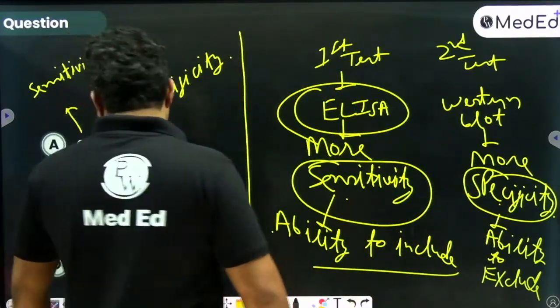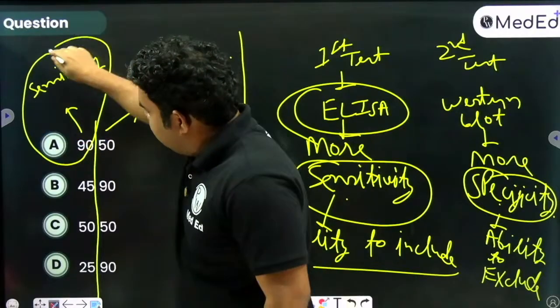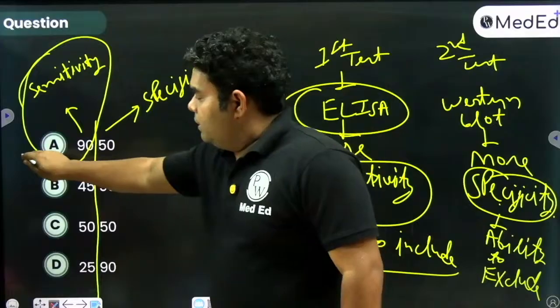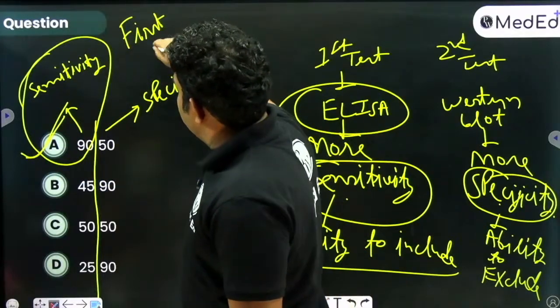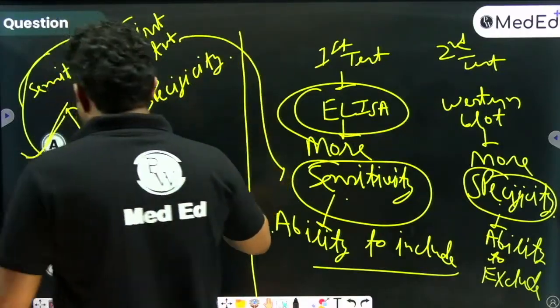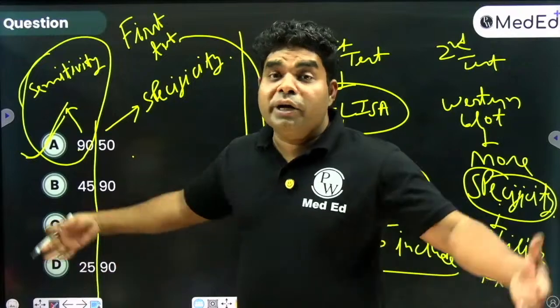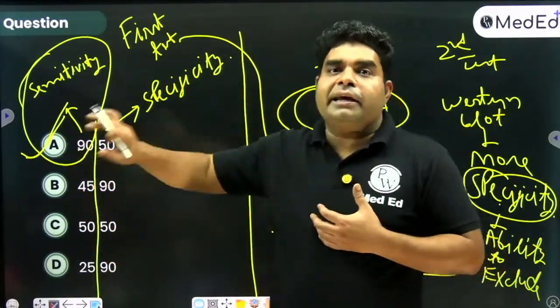So if we are talking about sensitivity, sensitivity high is the first criteria, which is in case A 90. So first test जो होगा, first test always have high sensitivity. That's why the answer is 90 and 50, because first thing we want is to include many people. अगर पकड़ेंगे ही नहीं तो फिर हम निकालेंगे क्या?